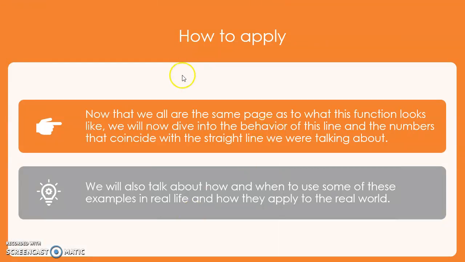Getting into how to apply. Now that we are all on the same page as to what this function looks like on a graph, we will now dive into the behavior of this line, the domain and range, and the numbers that coincide with the straight line. We will also be talking about how and when to use some of these examples in real life and how they apply to the real world. So after we go over the characteristics of the domain and range, we will show you examples and also real life examples of how that can be incorporated into your daily life.